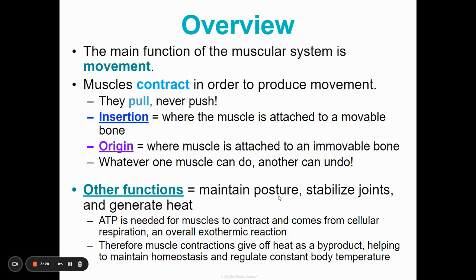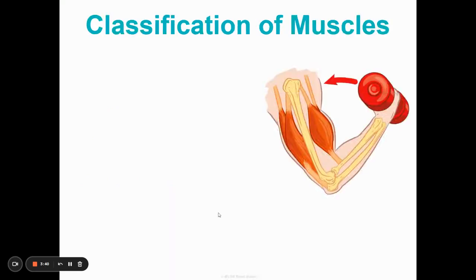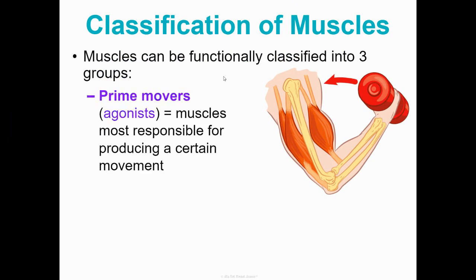And so if you've ever noticed that you get really hot when you work out, it's because your muscles are working really hard. Or if you shiver when you're cold, it's because your muscles are trying to contract to increase your body temperature. Okay, so we're going to just do a quick classification of our muscles, and we're going to talk about this idea that we've got muscles that are working as teams, right? So whatever one muscle can do, the other muscle must undo. So we are going to talk about them in three main groups.